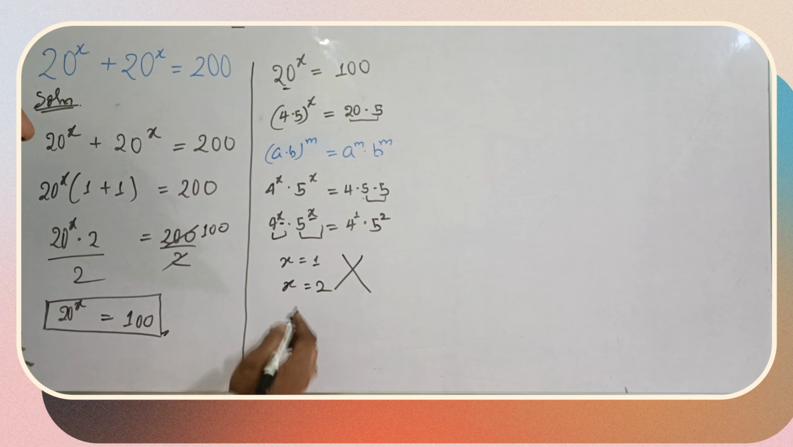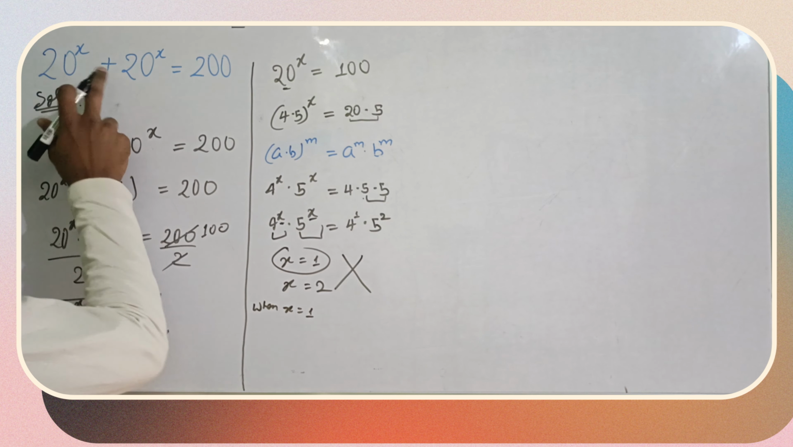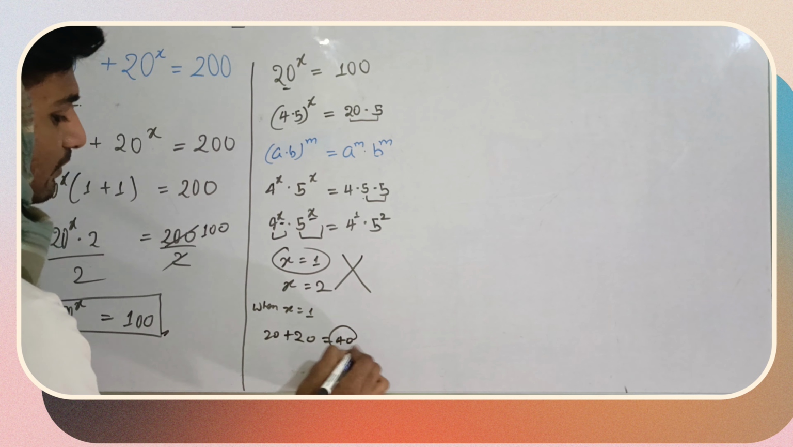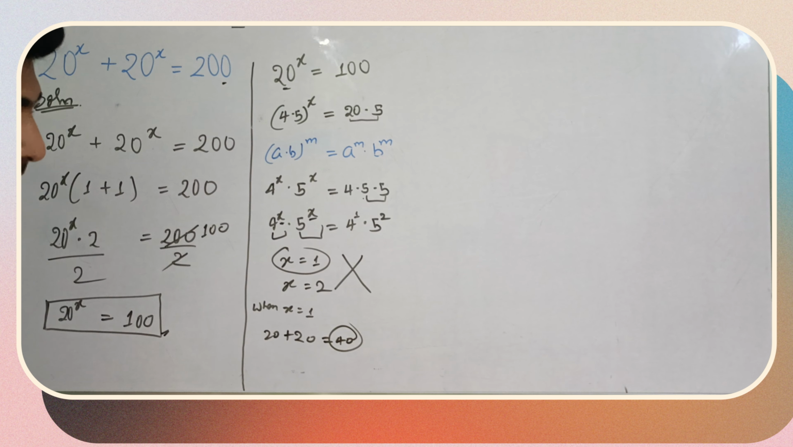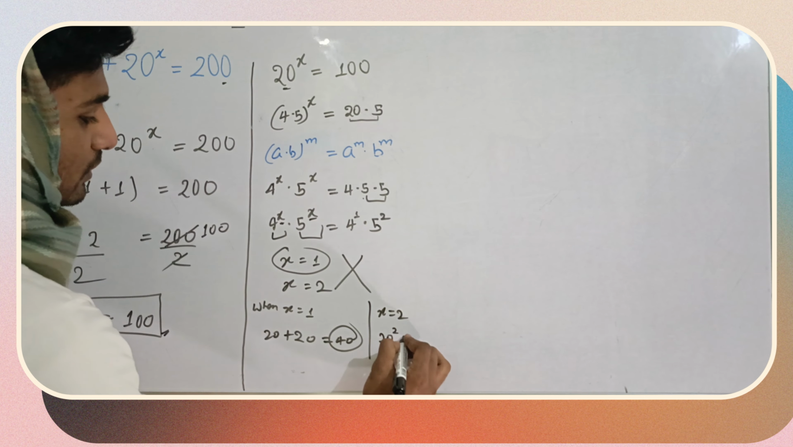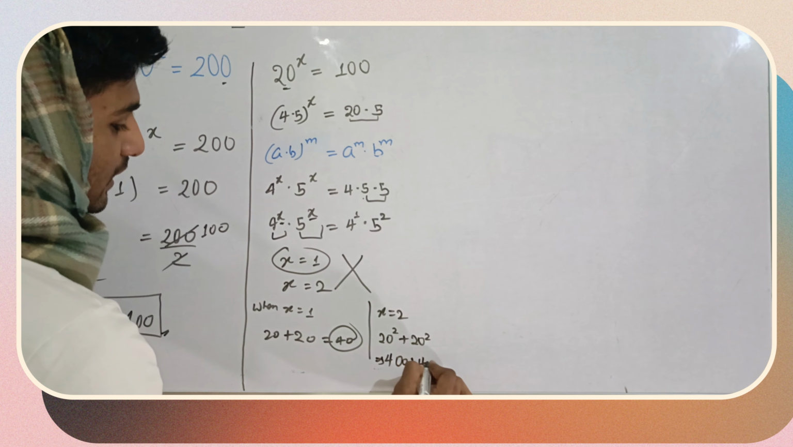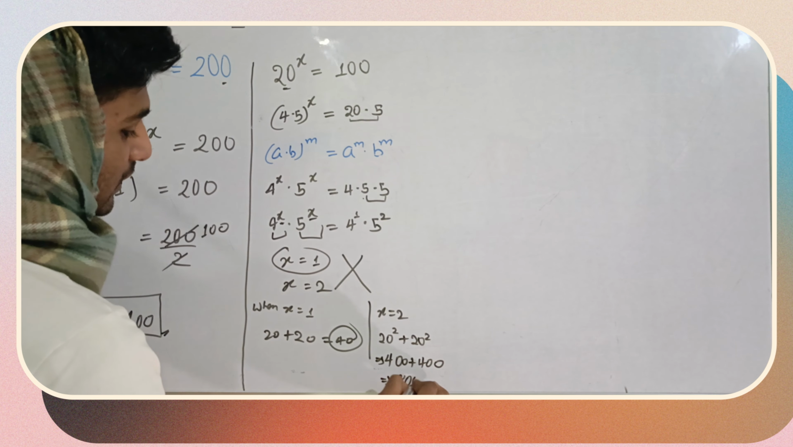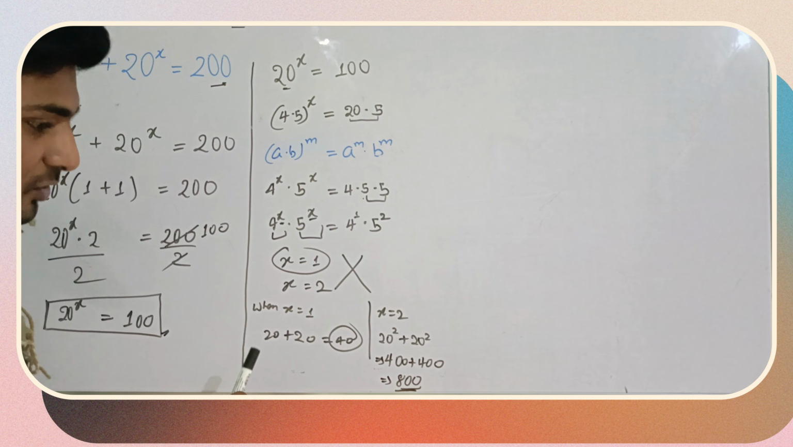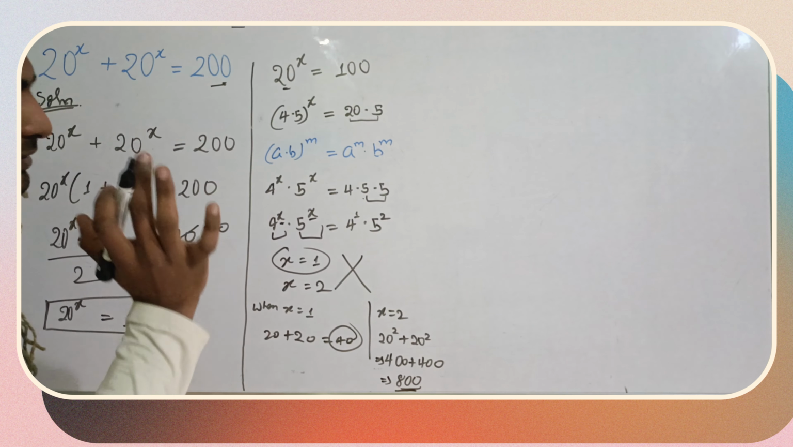So how is this wrong? Let's check it. When we put x equal to 1 here, we get 20 plus 20 which is equal to 40, but on the right side there should be 200. Now let's go with x is equal to 2. So when x is equal to 2, we get 20 raised to the power 2 plus 20 raised to the power 2, which is equal to 400 plus 400 and is equal to 800, but the right side is 200. So both of the solutions are wrong. Many times, the most obvious looking solutions are wrong.